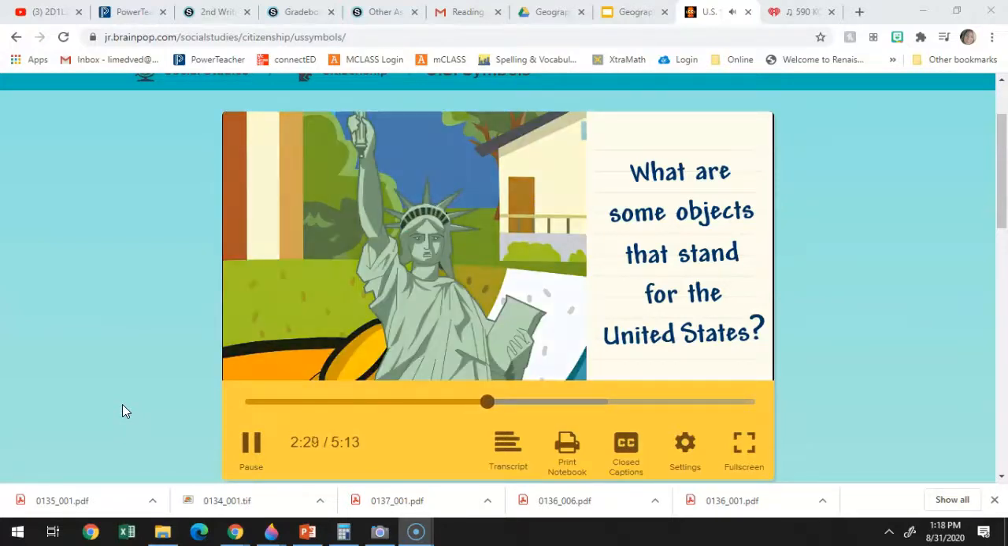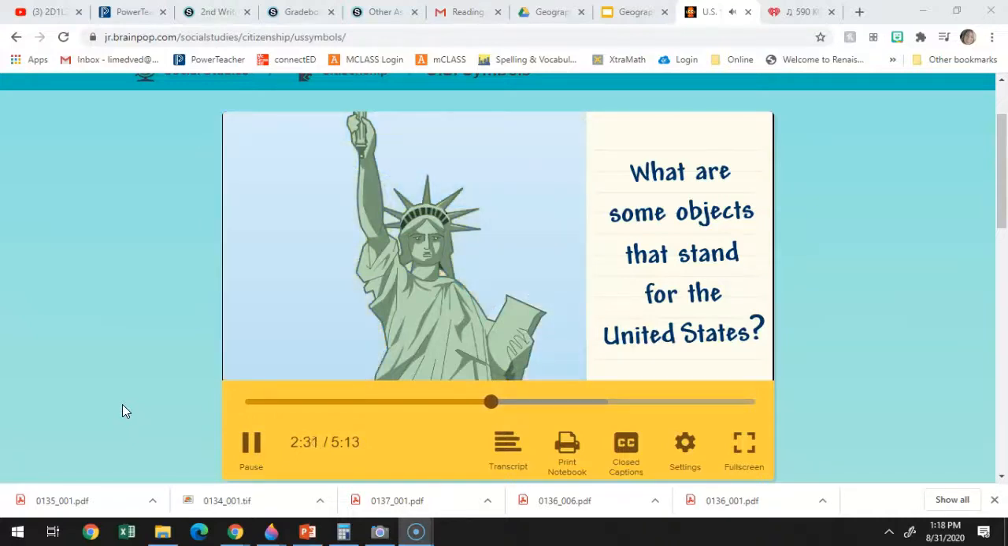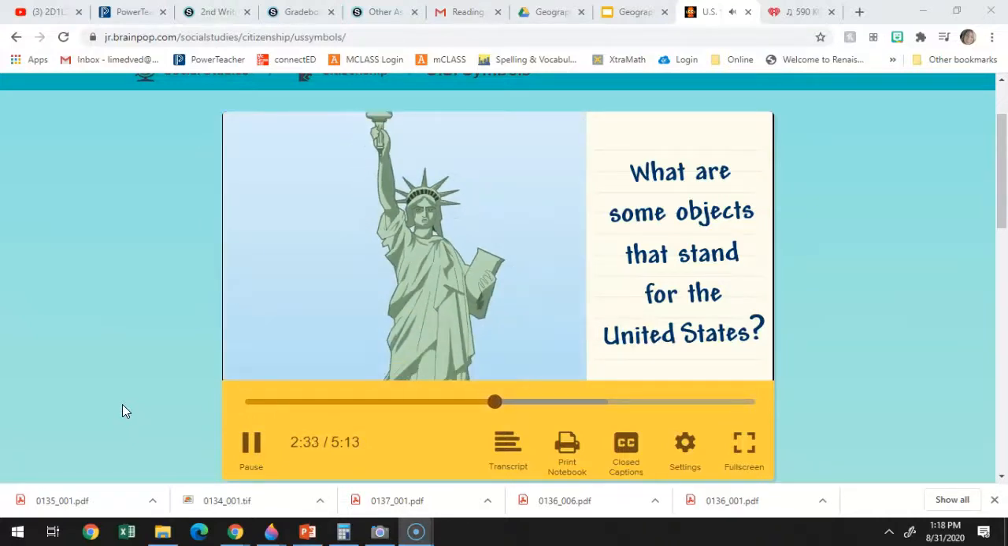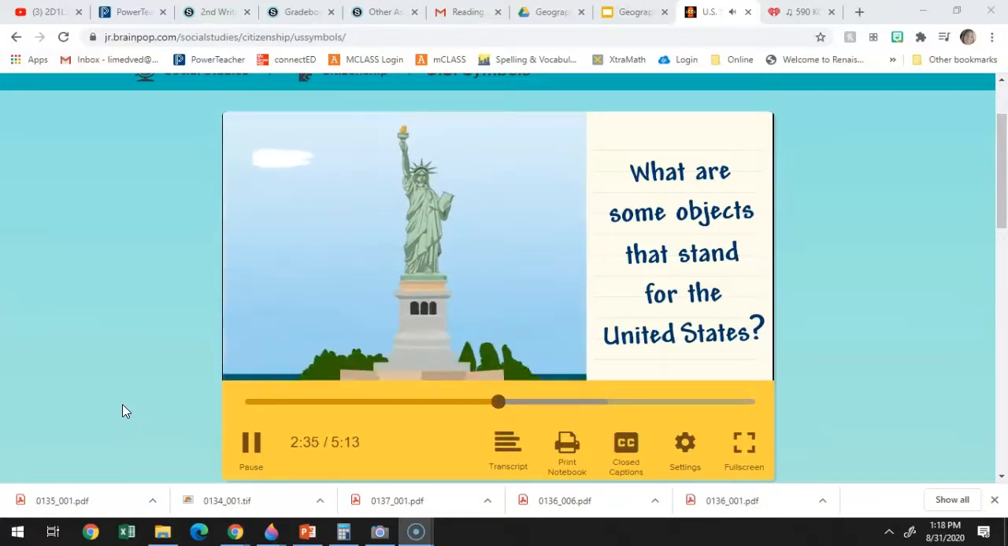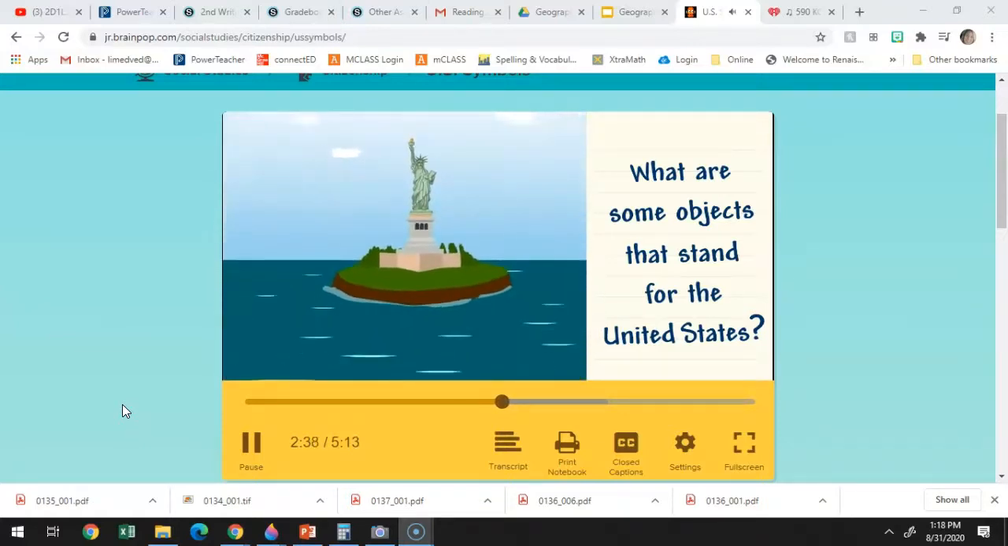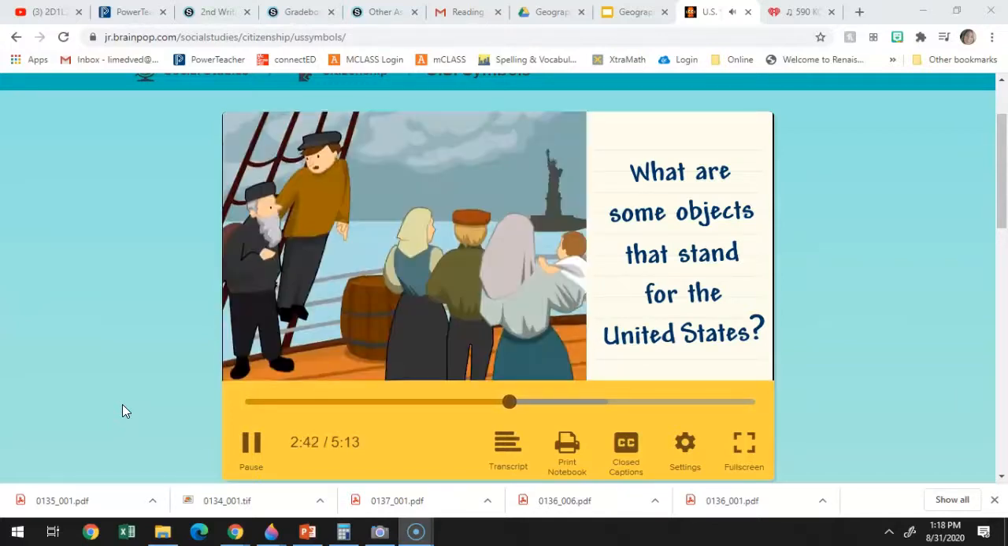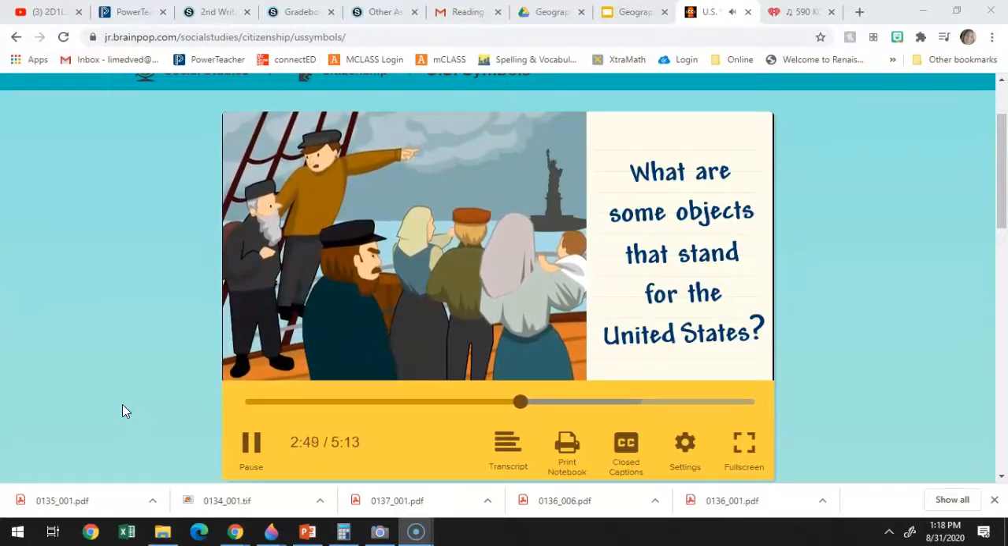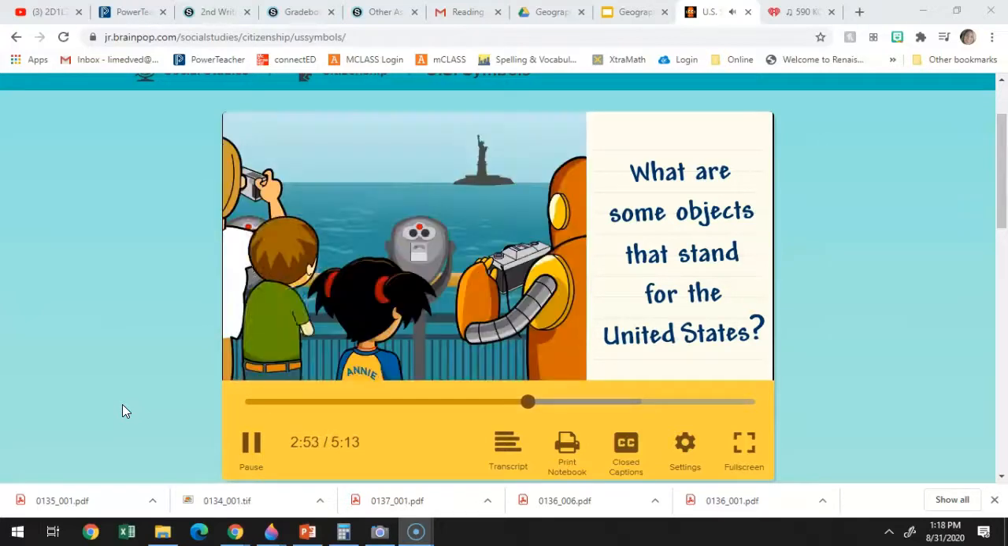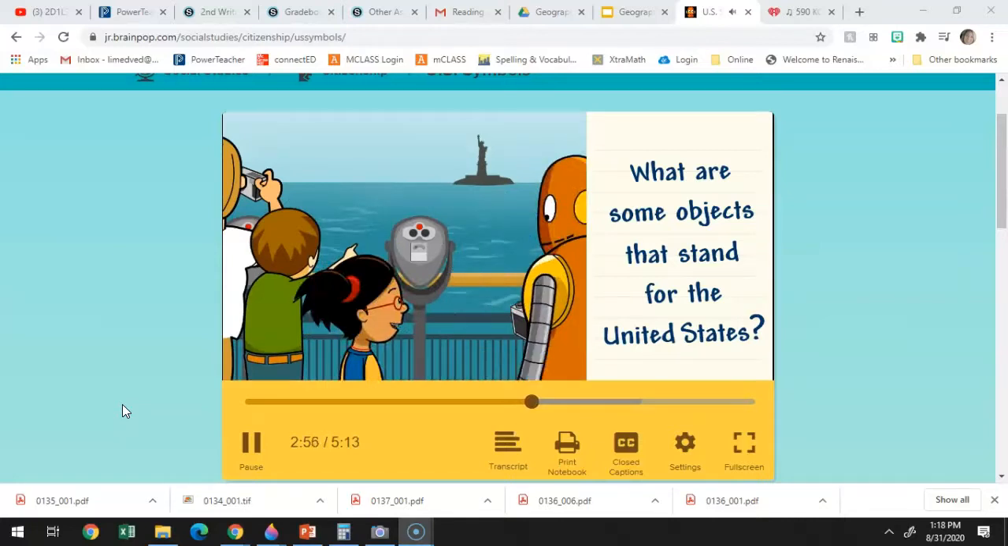That's the Statue of Liberty. The Statue of Liberty was a gift from France in 1886 as a sign of friendship. It's on Liberty Island in the New York Harbor. Many immigrants, or people who came from different countries, used to reach America by boat. The Statue of Liberty welcomed them to their new home. The Statue of Liberty stands for freedom, hope, and friendship between countries.